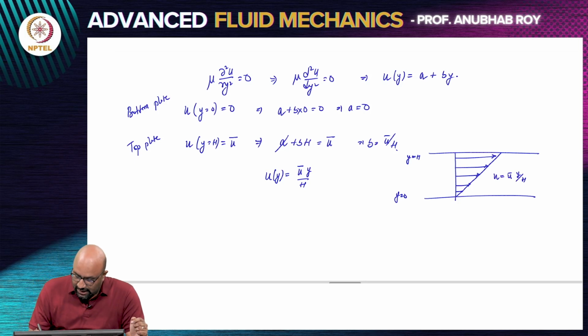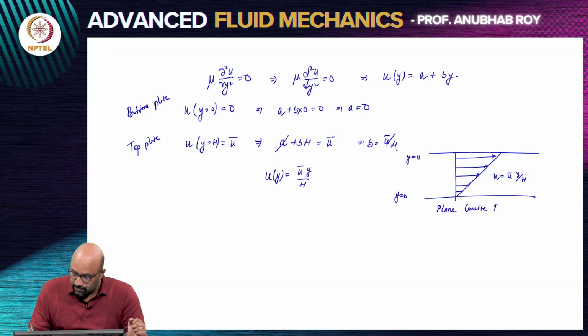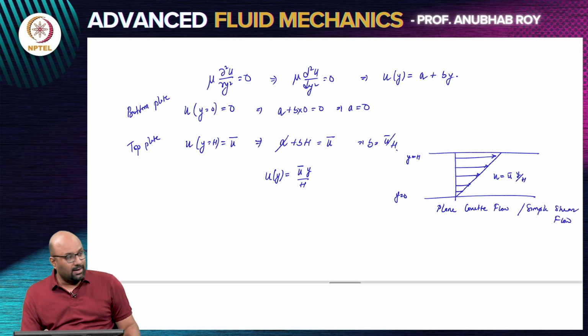So there are various names for this problem. This is known as the plane Couette flow, or also simple shear flow. We have seen this problem earlier in other contexts of kinematics, where we tried computing streamlines, vorticity, velocity gradient, etc. This is the simplest problem that you can think of, where there is a straining motion, a deformation in the problem, because the velocity varies transverse to the direction of motion.